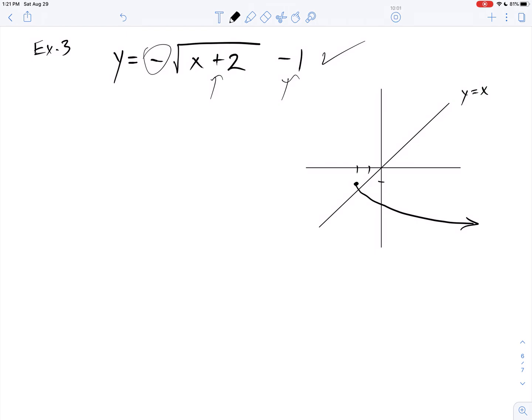Now, I'm going to have to find its inverse, but I have a visual clue of what I'm looking for when I get to the end. Maybe that will actually help me. Okay? Let's see what happens. So I need to switch x and y. I need to solve for y.